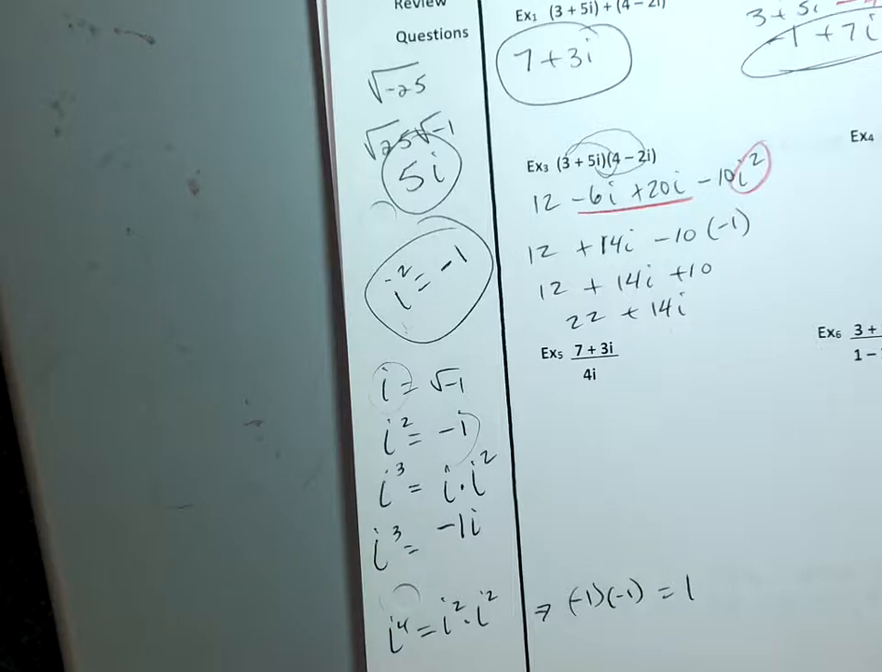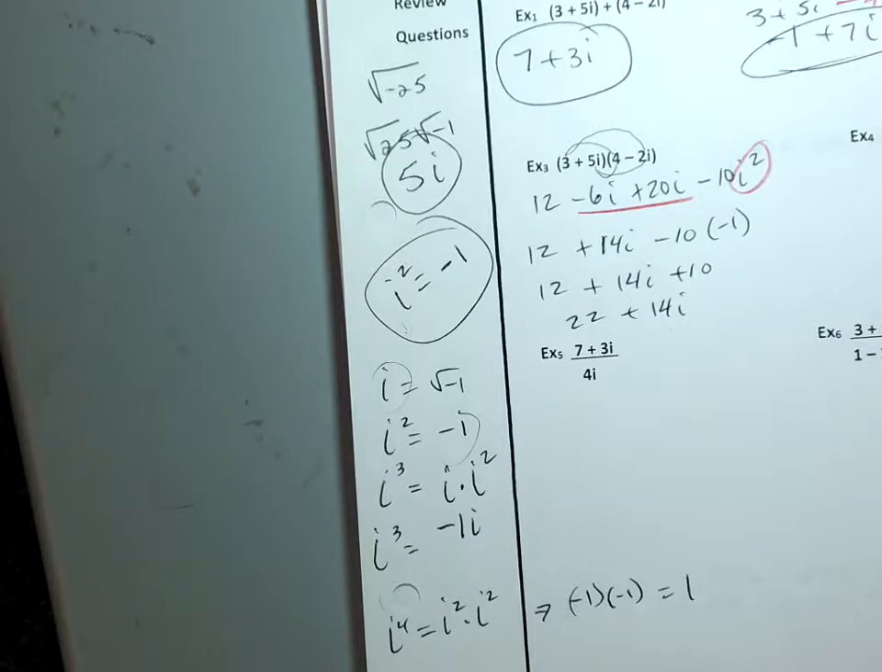So what's i to the 7th? Negative i, because it's i to the 4th times i to the 3rd. i to the 4th is 1, and i to the 3rd is negative i, right? So then, this is getting really complicated.